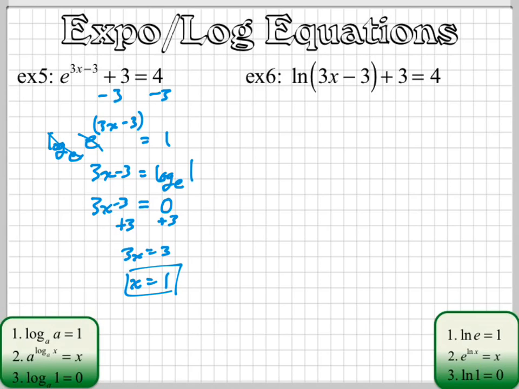Check out this next one. Similar operations again. Subtracting 3. We have equals 1. We have a natural log of 3x minus 3.